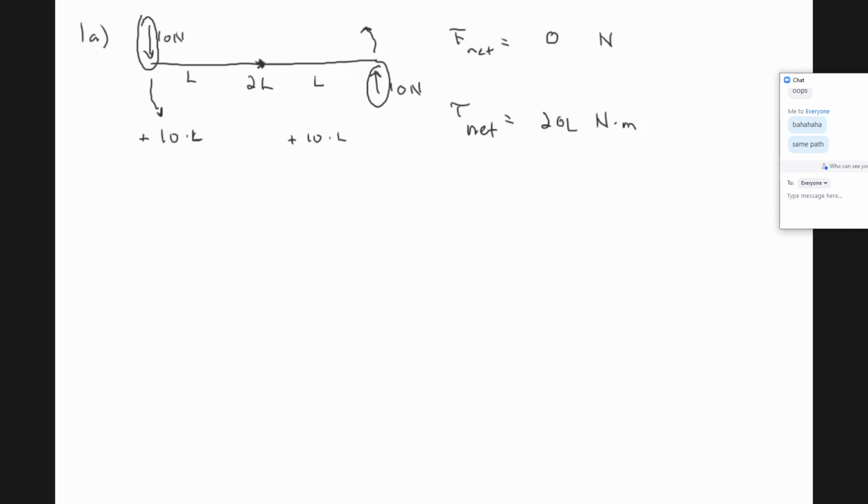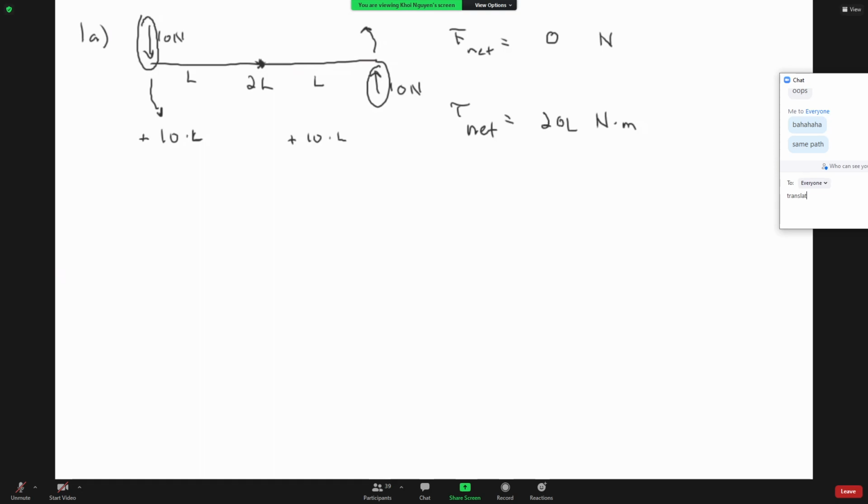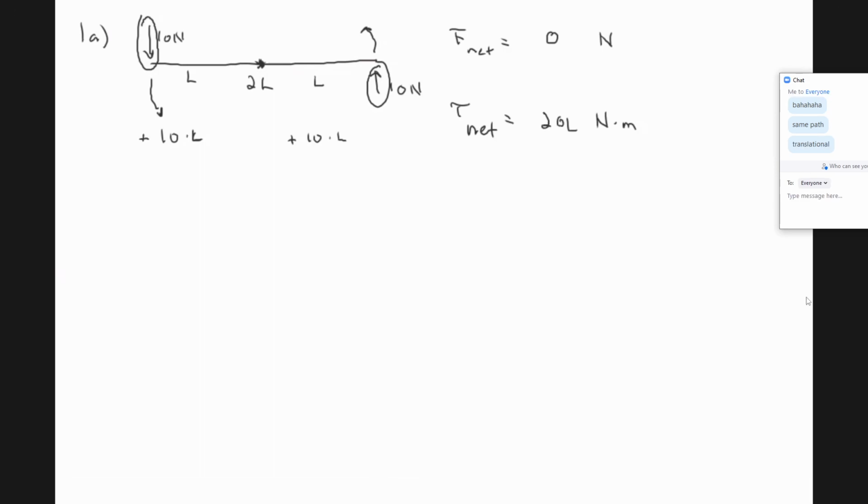So what type of equilibrium are we in? Translational, rotational, or static? Good. Net force is equal to 0. We have translational equilibrium. Cool. So let's change it up. These are just some problems for thought. So I'm going to call this 1B.